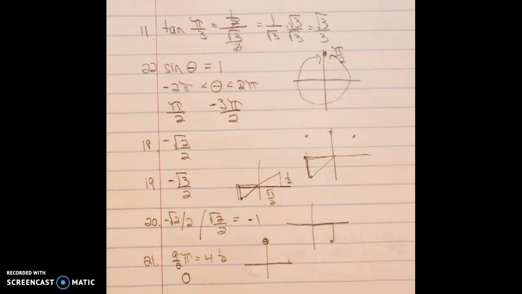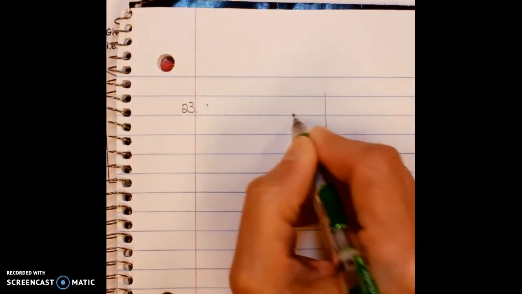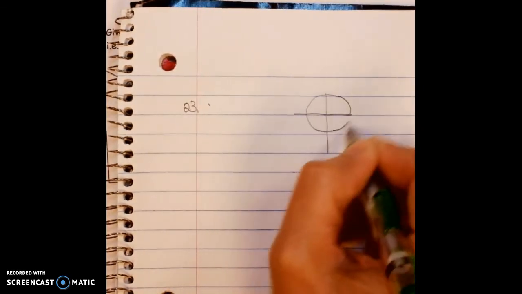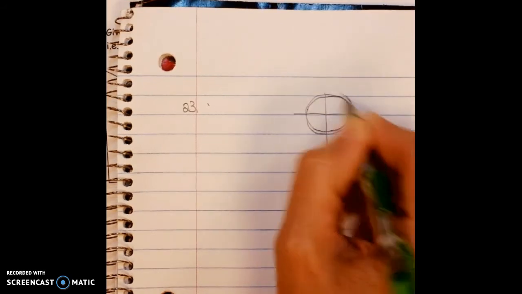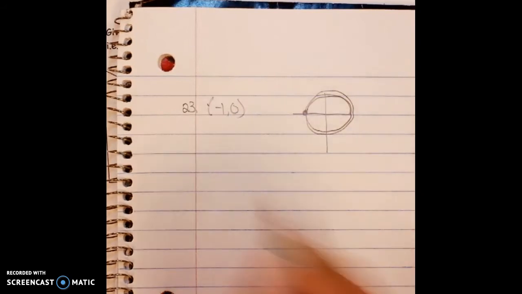Okay, then I did 22. We're going to go on from there. We're going on to number 23. They want us to find the coordinates, similar to what we were doing. So let me get a new piece of paper. So 23, we are looking for the coordinates at 5 pi. So again, 1 pi, 2 pi, 3 pi, 4 pi, 5 pi. The coordinates right there are negative 1, 0.